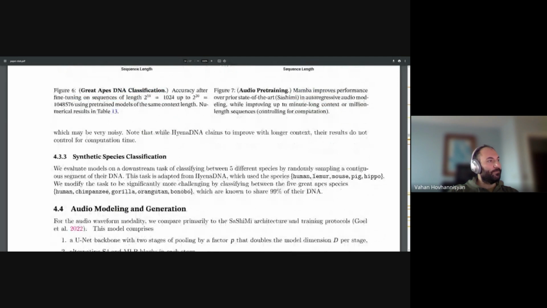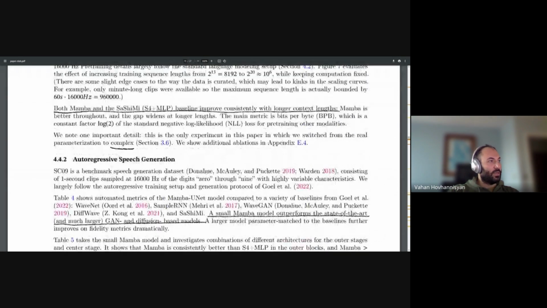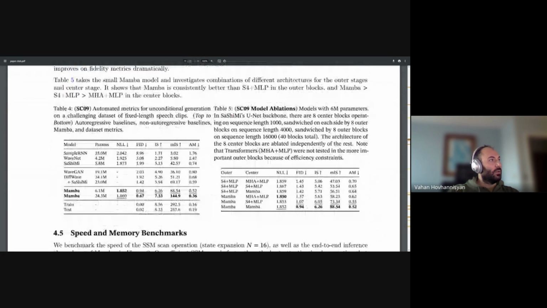Okay. Audio modeling, autoregressive pre-training. We spoke about those. Let's look at this one. What's that? Unconditional generation on a challenging data set of fixed length. Oh, so here I think they compare against GANs and diffusion models. Let's have a look.